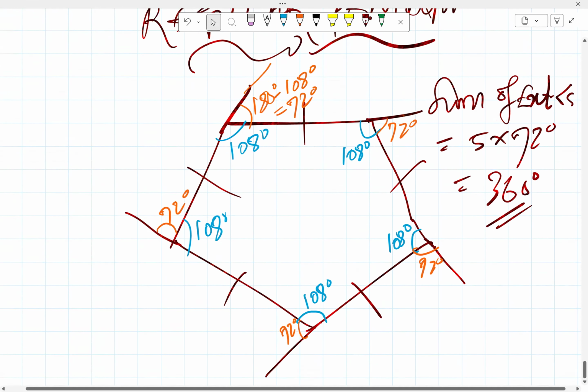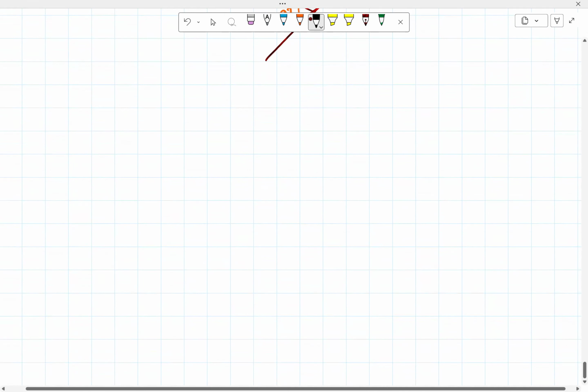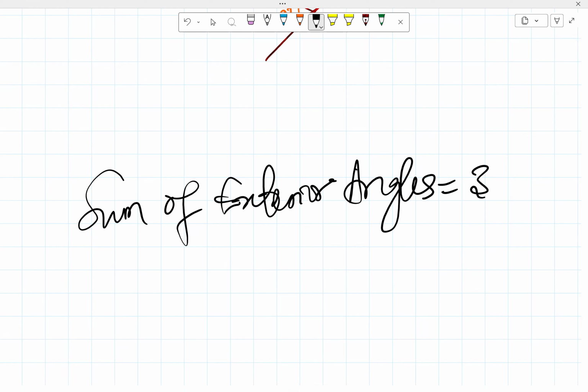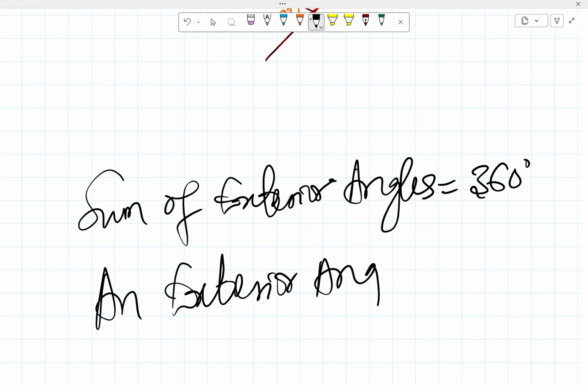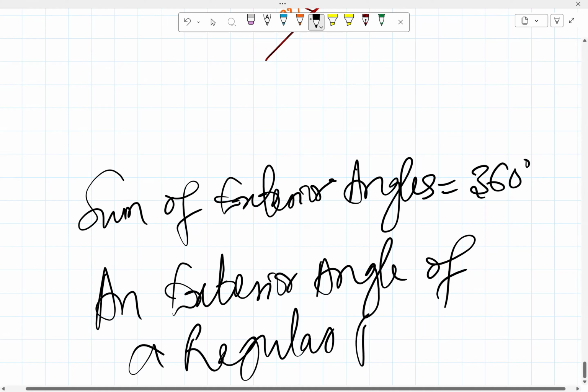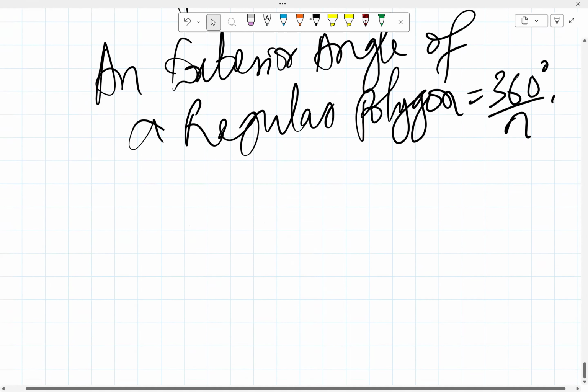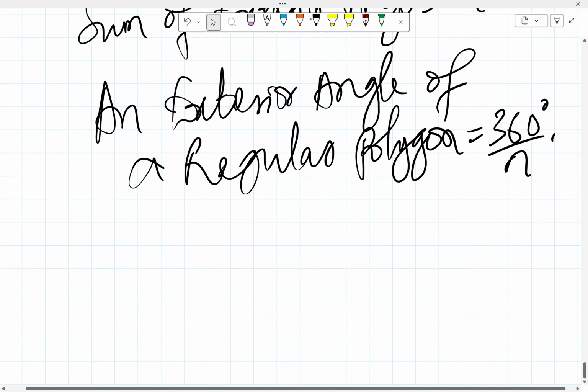So now you can see we have established beyond all doubt that the sum of exterior angles of any polygon, you don't have to calculate, it's 360 degrees. Then an exterior angle of a regular polygon is simply 360 degrees over n, because for a regular polygon, all the angles and all the sides are the same, right?